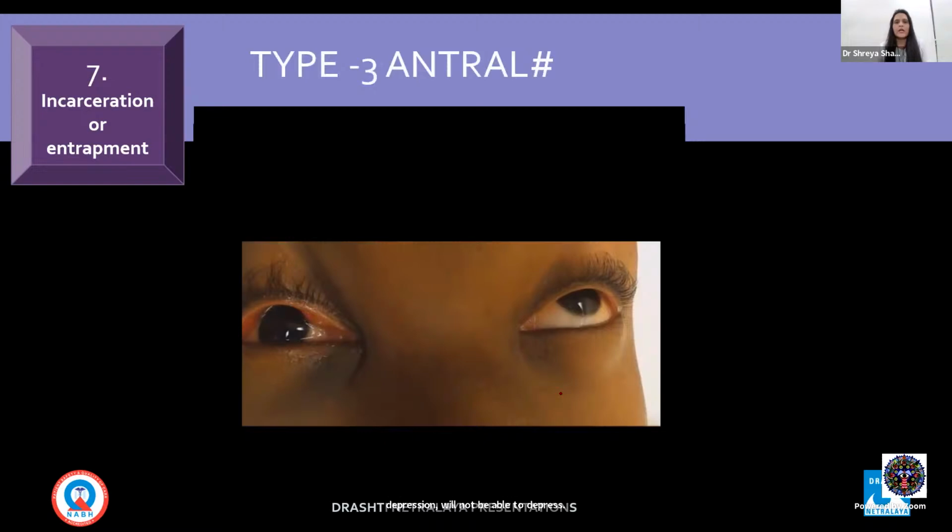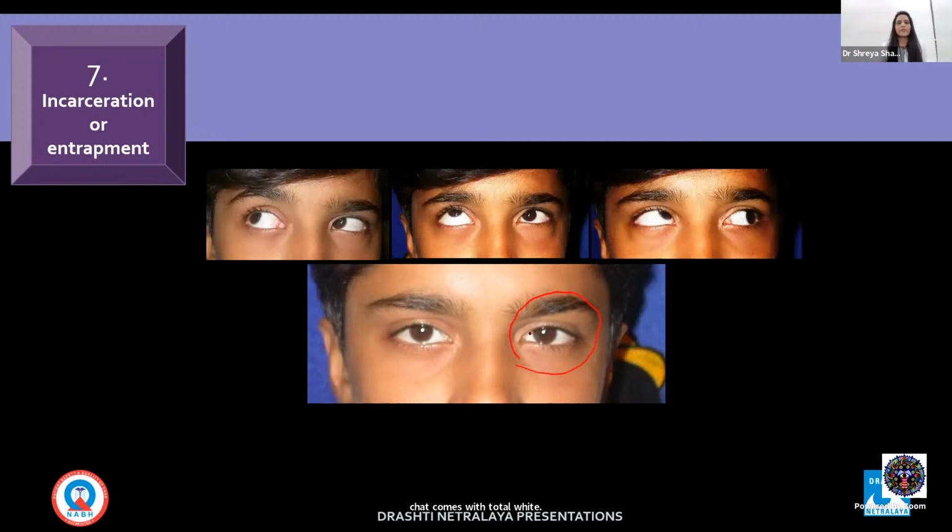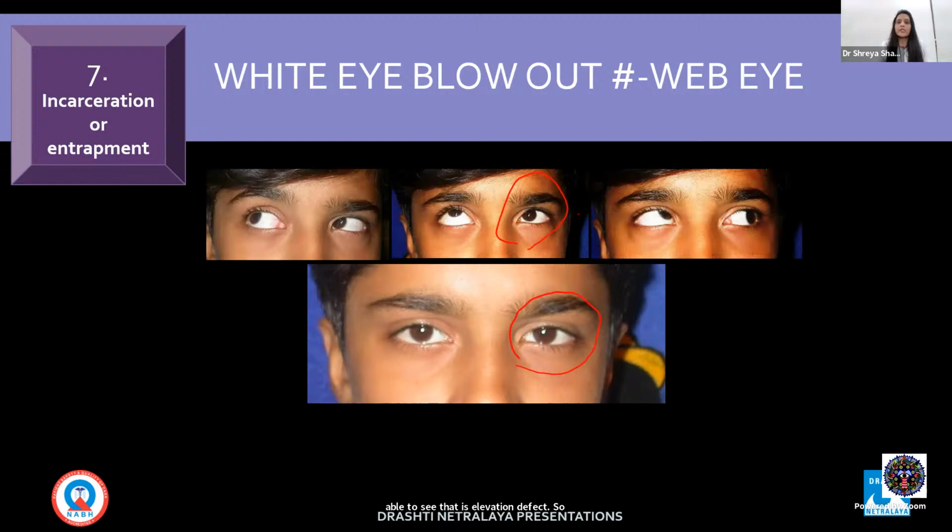But sometimes the child comes with a total white eye, just giving a history of trauma. But if you look here, there is enophthalmos. And when the patient looks up, you are able to see there is an elevation defect. So this is a white eye blowout fracture, a wave fracture, which needs immediate urgent repair.